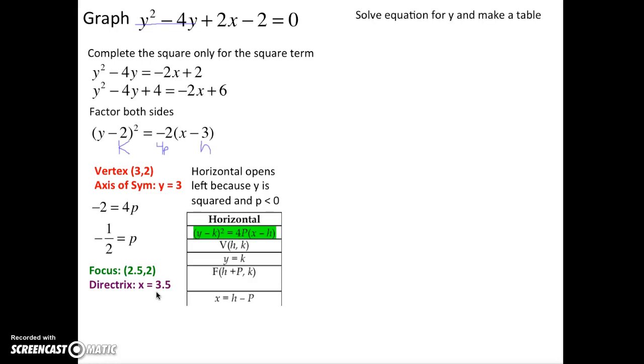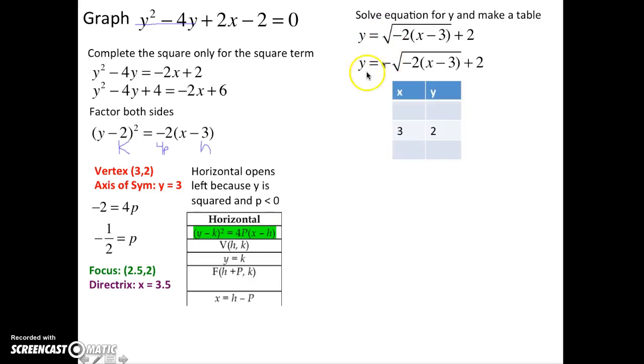We're going to solve the equation for y and make a table. When you solve the equation for y, you end up with 2 equations because we need to take the square root in this situation. So whenever we have a horizontal parabola, we end up having these 2 equations because we have a plus or minus. To make the table, I could either use my calculator, plug this in, and find a value, or you can find a value that's going to make this a perfect square.